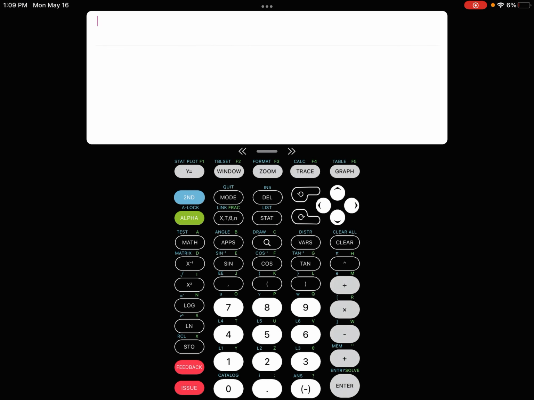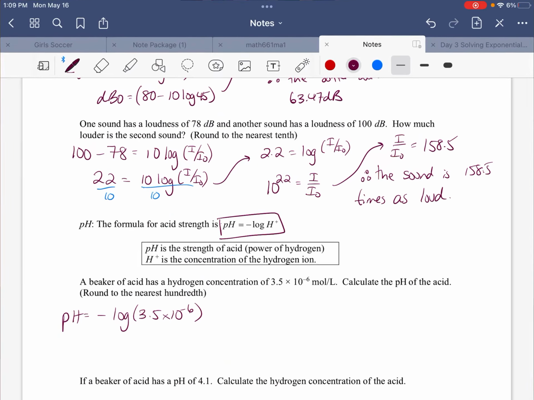And we will get negative log 3.5 times 10 to the negative 6. And close off our brackets, hit enter, and you get 5.46 if we round that correctly. So the pH of this acid is 5.46.